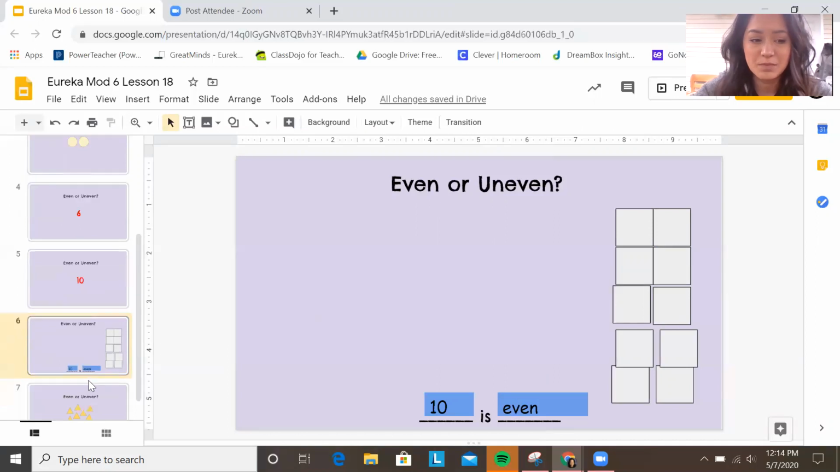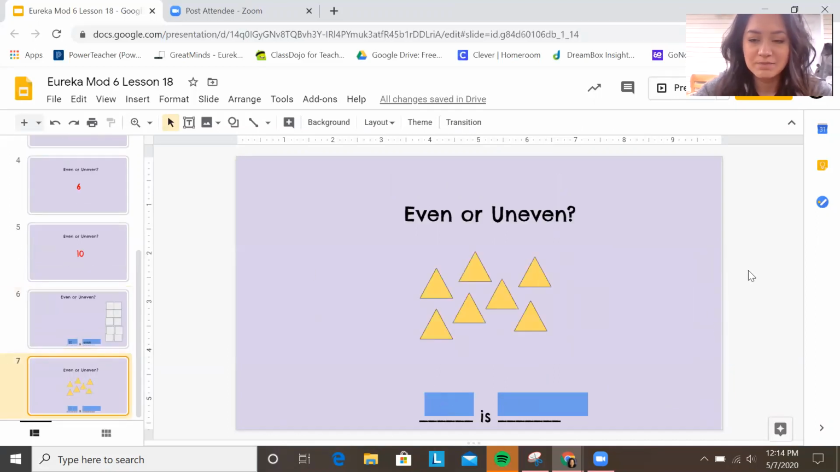It is even. Now let's do this one. First, count up your triangles and tell me, is it even or uneven?